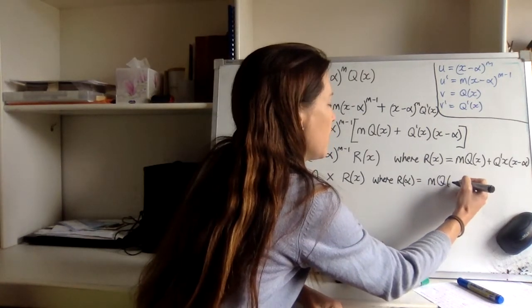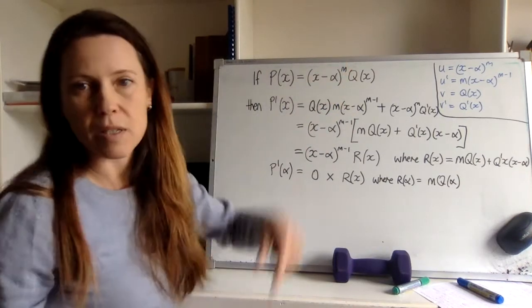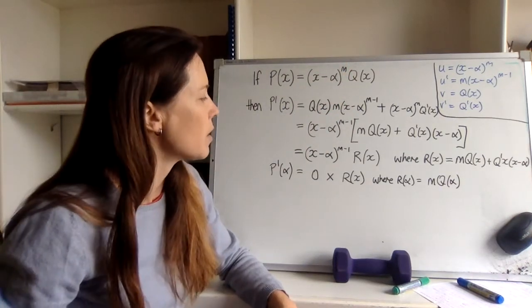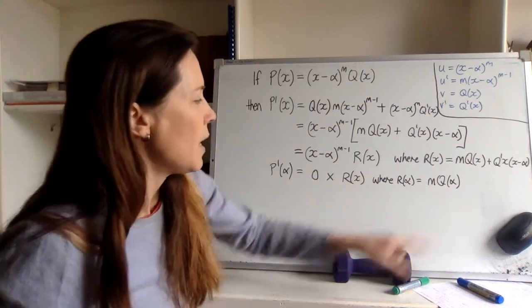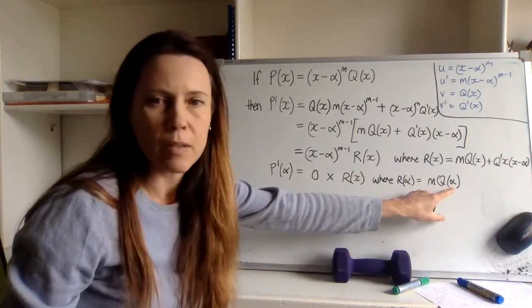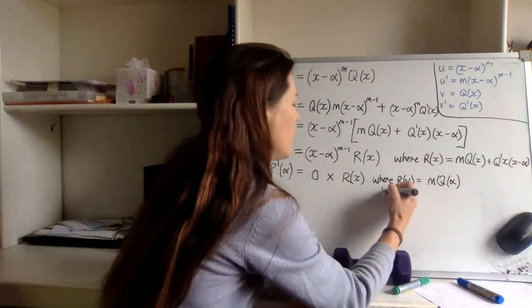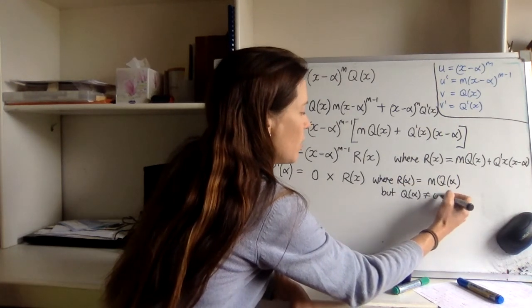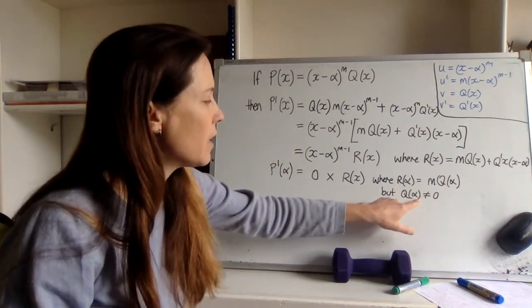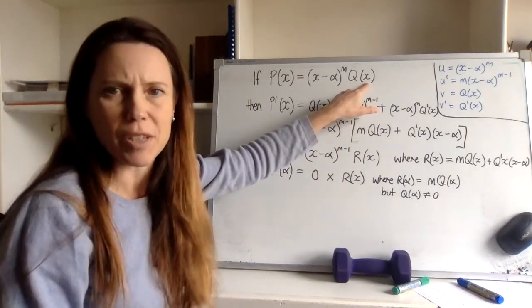Now, what is m? M is just a number that was the multiplicity of our original 0, wasn't it? So it's a number like 1, 2, 3, 4. It's an integer, right? And what is q of alpha? Well, didn't we just say, if you look back in your notes, that Q of alpha can never equal 0? Because if it did, then x minus alpha would be a factor of Q of alpha.